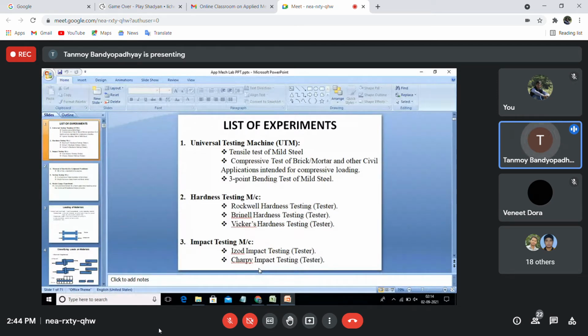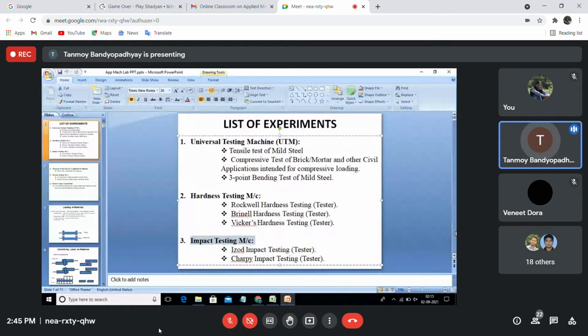And the third one is impact testing. Impact testing is where the load is applied in an impact fashion, for a very short duration. Whenever you are doing a UTM test, the load is applied gradually, whereas whenever you are doing an impact test on the specimen, the load is applied in an impact fashion, acting for a very short duration of time. So this is the third experiment.